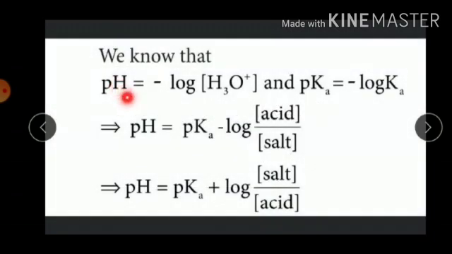Let us see now. pH is equal to minus log [H3O+] and pKa is equal to minus log Ka. We shall substitute now. Instead of minus log [H3O+], we can write pH. Instead of minus log Ka, we can write pKa minus log acid by salt. If you change acid by salt to salt by acid, the sign will change. pH is equal to pKa plus log salt by acid. This is the Henderson-Hasselbalch equation for acidic buffer.